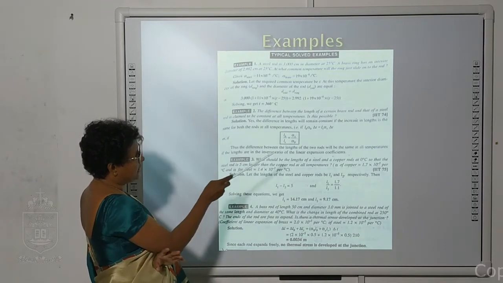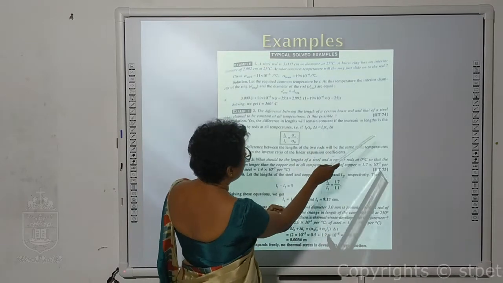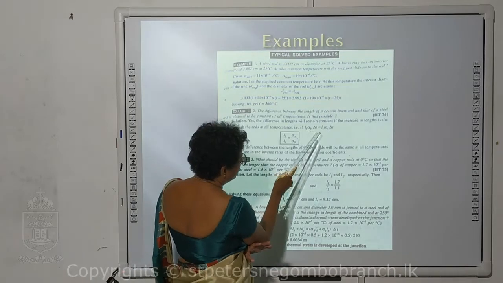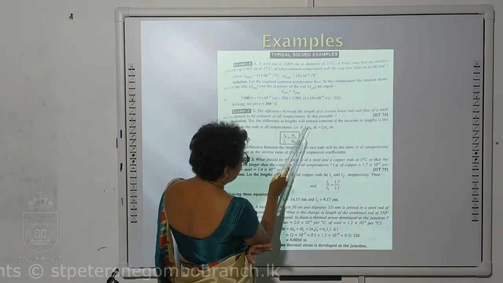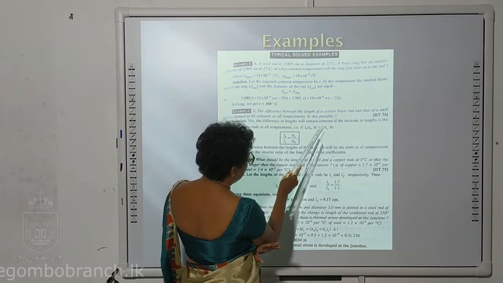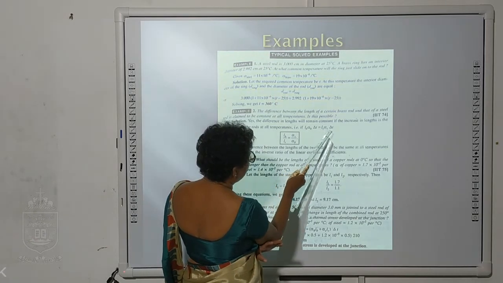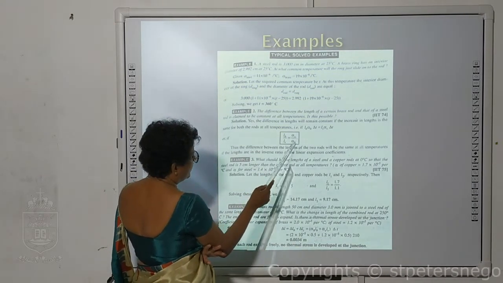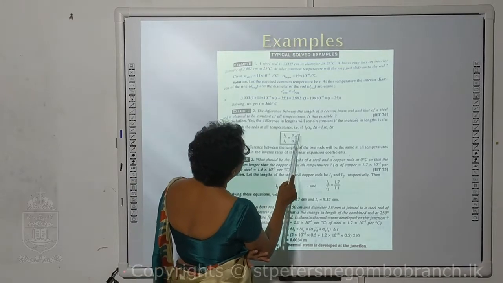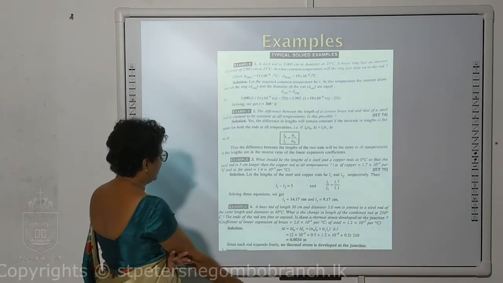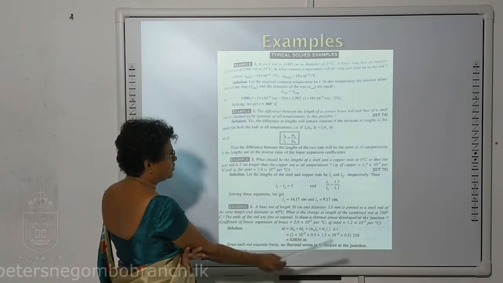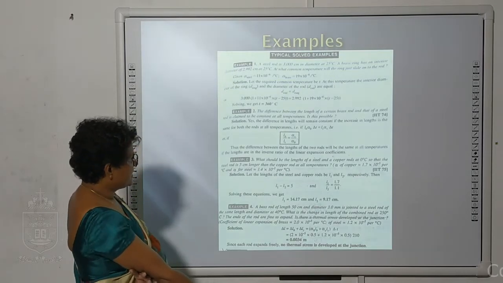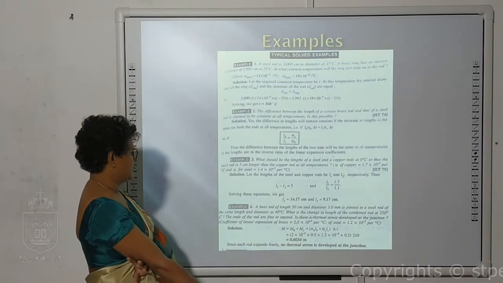So you can write the equation for the brass rod and for the steel rod. If the increases are the same, this is the equation for the increase in length: LB alpha B delta T equals LA alpha A delta T. So you will get LB over LA equals alpha A over alpha B. Thus the difference between the lengths of the two rods will be the same at all temperatures if the lengths are in the inverse ratio of the linear expansion coefficients.